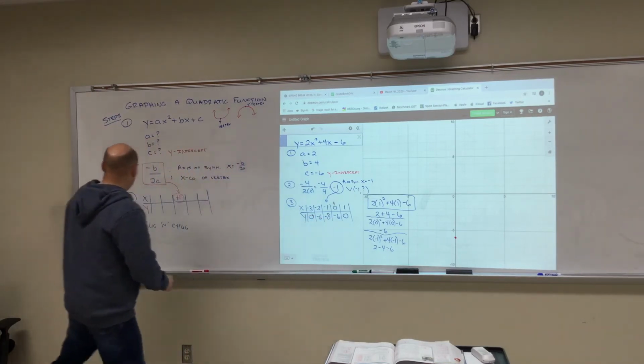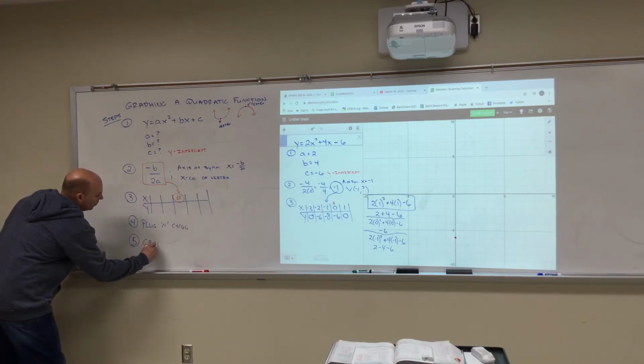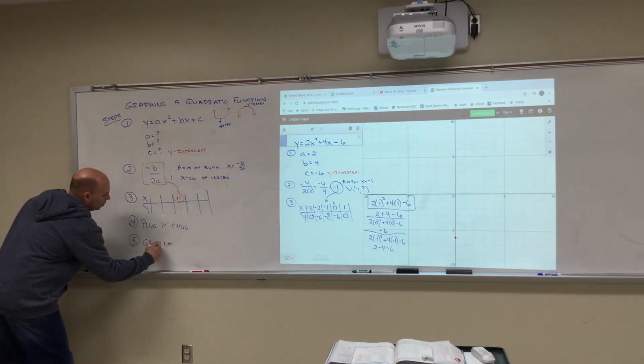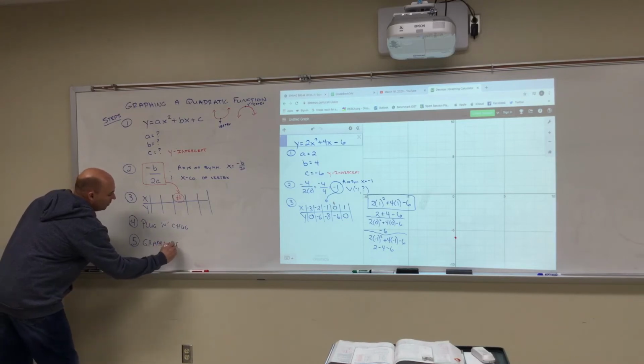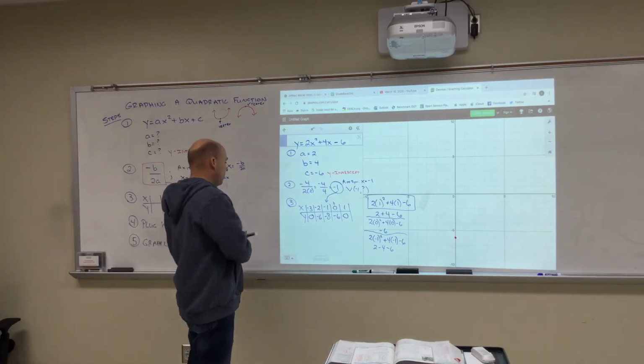All right? And then step 5, your last step, is you want to graph and label. So I'm going to go back through everything here in a second. Graph. Hope I can spell graph correctly. So I'm going to go to our graph. I'm going to plot our points.